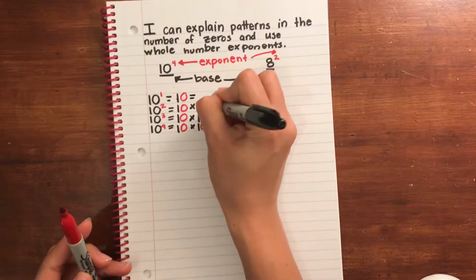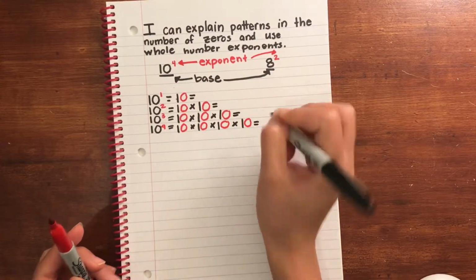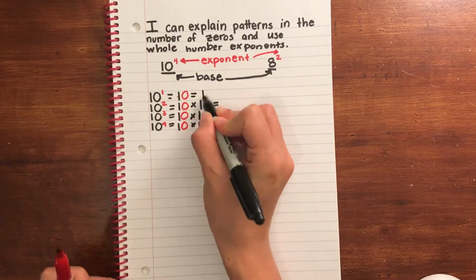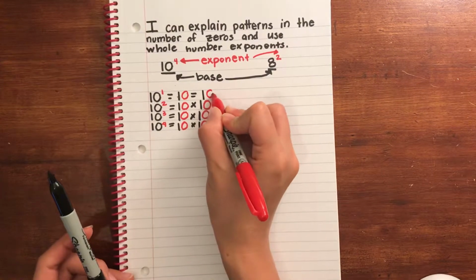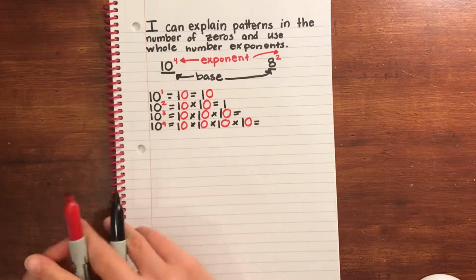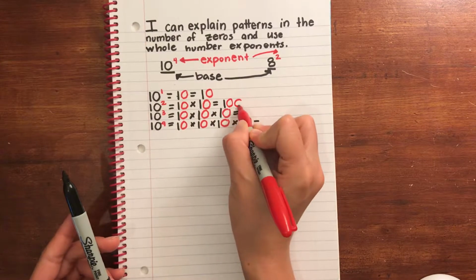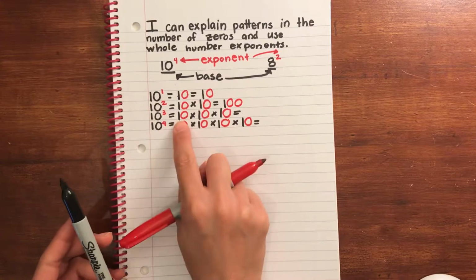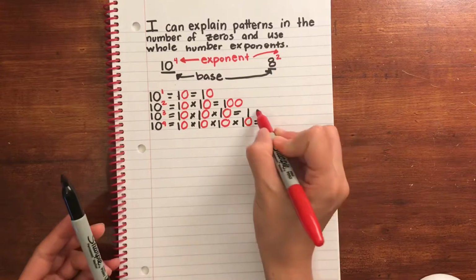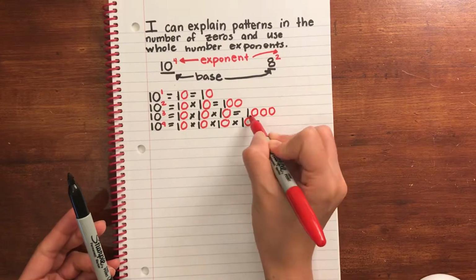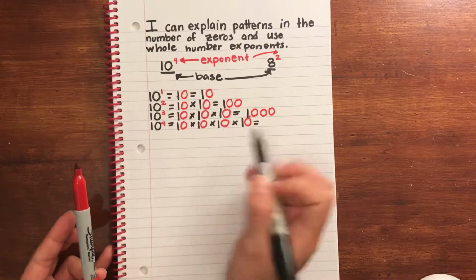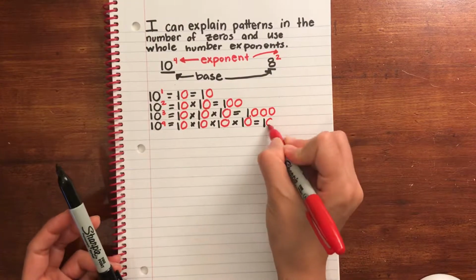All right, the last thing we're going to look at is the standard notation, how you'd write this number in standard form. So 10 to the first power is simply just 10. Pretty simple. 10 to the second power is 10 times 10, which is equal to 100. 10 to the third power, or 10 times 10 times 10, is equal to 1,000. And our final one is 10 to the fourth power, which is equal to 10 times 10 times 10 times 10, which is 10,000.